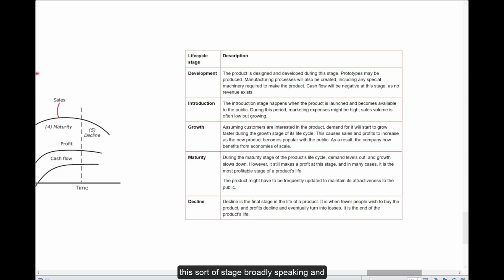Let's drop down a little bit, say, to maturity, okay? So at this stage, broadly speaking, and again in general, demand is leveling out, isn't it? Growth slows down. It may well be that we're still making a profit, but certainly the writing is on the wall. And it may well be that we need to input more costs at this stage, possibly to change the product, to add new features, to update, to maybe be in line with competitors' products. Okay? And then the last area, decline, we're talking about the final stage of life. Fewer people want to buy, profit is going down, losses. Really, this is the end, as it were.